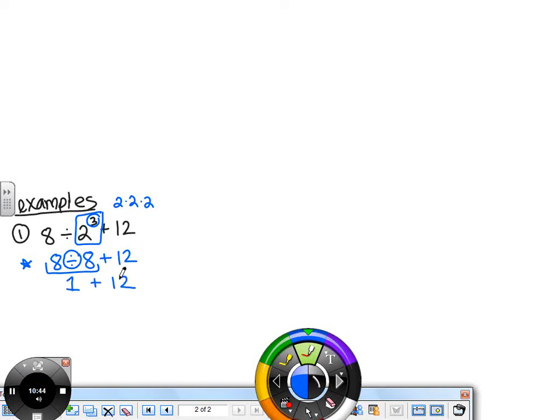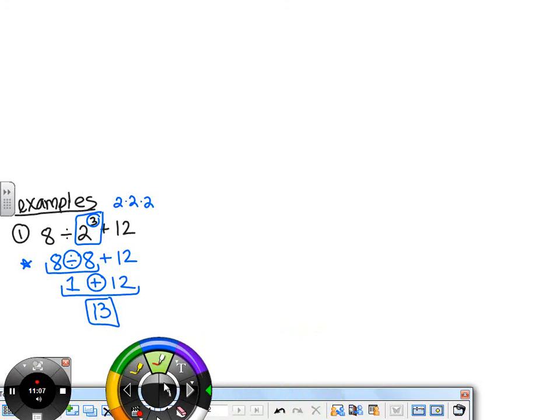There's no more multiplication or division in the problem, so I can move on to the S of my GEMS. And the S is subtraction or addition. So I have one operation left, which is addition, and I'll add the 1 and 12 to give me 13. Again, if you need to have this video paused to write that down, let the sub know so that they can pause it so you can write it down.